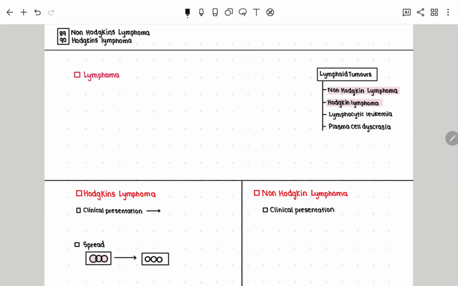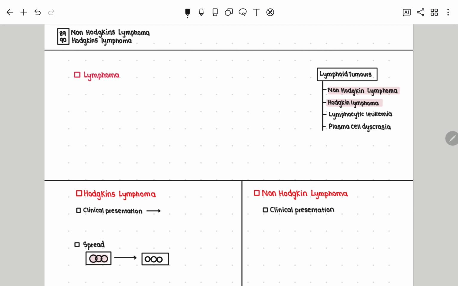Question number 89, non-Hodgkin's lymphoma. For this question, before we really get into the depths of non-Hodgkin's lymphoma, I'm really quickly going to recap the differences between a lymphoma and a leukemia. I'm also going to cover some of the similarities and differences that exist between a Hodgkin's lymphoma and a non-Hodgkin's lymphoma. And then, of course, we're going to go into the depth about non-Hodgkin's lymphoma.